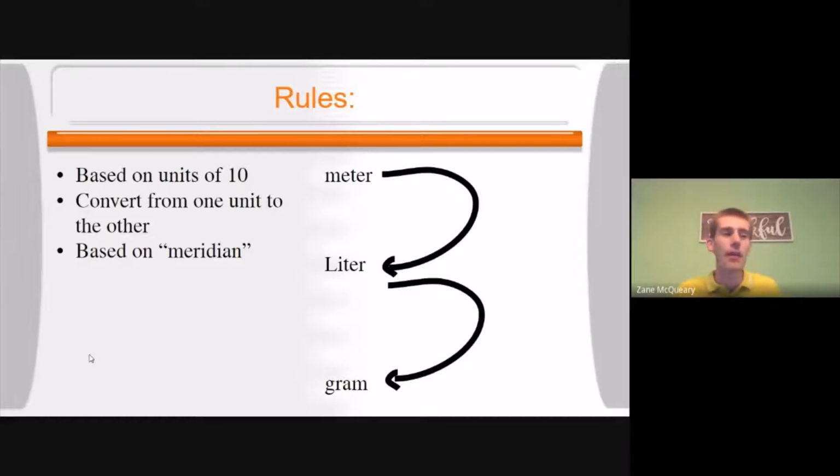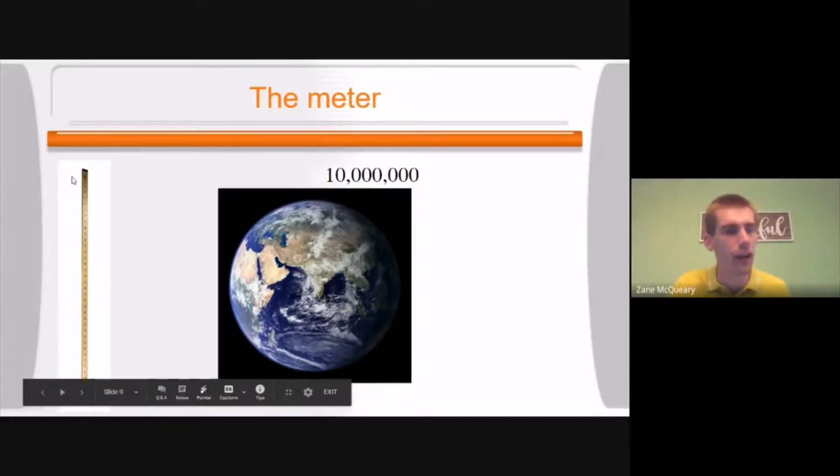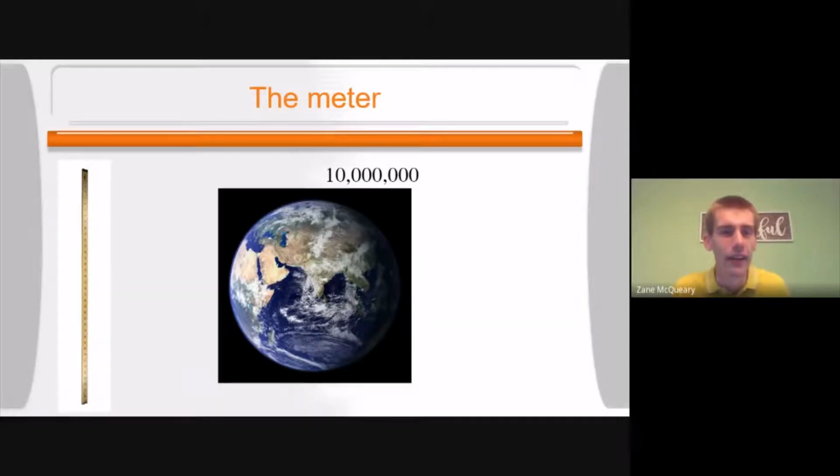They didn't want to make up an arbitrary length. They said, we want this based on something, which begs the question, where do we get the meter from? Why is it the length it is, right? You've got this meter stick here on the left. We've got a whole bunch of them in my classroom. Why is it how long it is?